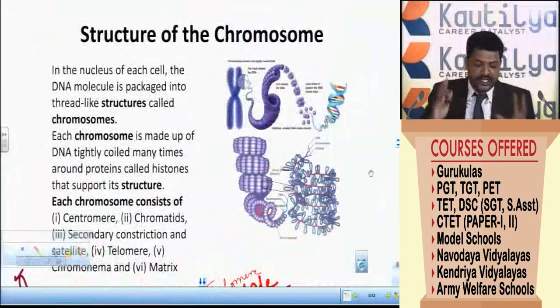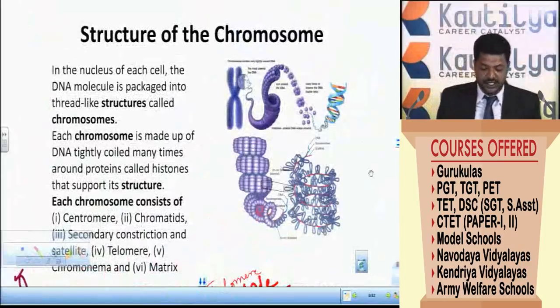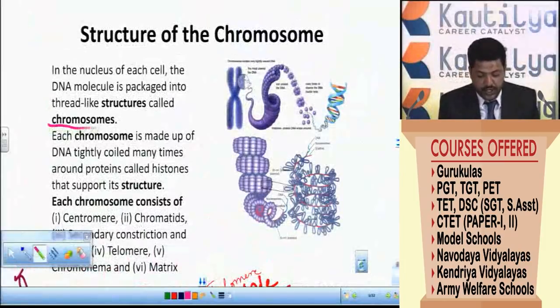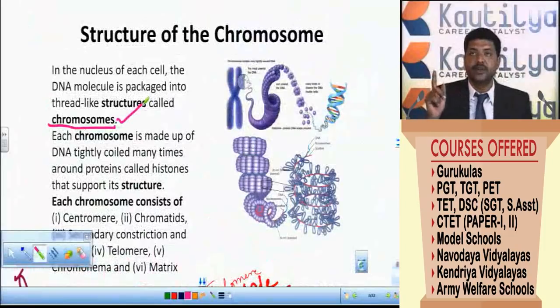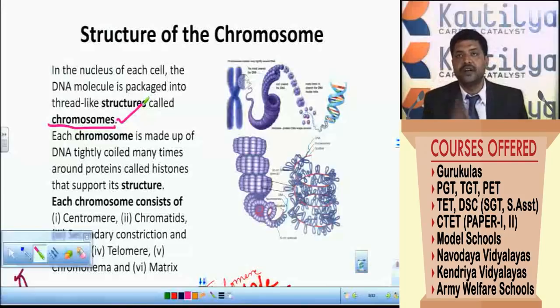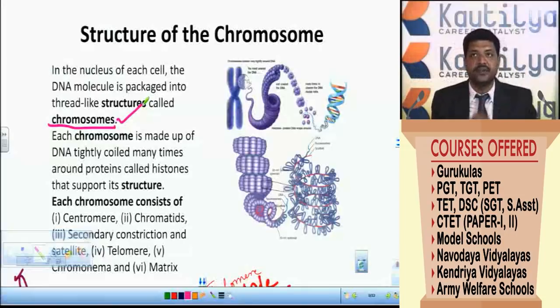In the nucleus itself, the DNA molecules are packed into thread-like structures called chromosomes. No doubt, chromosomes are seen in eukaryotic organisms only, inside the nucleus, compactly formed as chromatin in interphase and as chromosomes in the division phase. Each chromosome is made up of DNA tightly coiled many times around proteins called histones that support the structure. I will tell you what the role of histone proteins is here. If any thread-like structure is present loosely, it cannot give physical support. So that is where DNA is wrapped around the histone proteins.